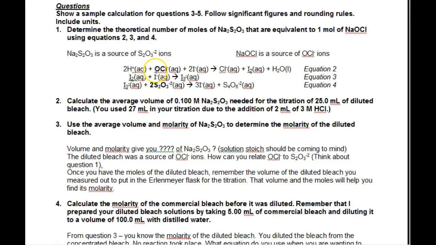If we look at hypochlorite, we see that there was 1 OCl minus for 1 iodine, there was 1 iodine for 1 triiodide, and there was 1 triiodide for every 2 thiosulfate ions. So hopefully that can help you connect how many hypochlorite ions were needed for every 2 thiosulfates. Okay? And we were starting with 1 mole of the hypochlorite ions.